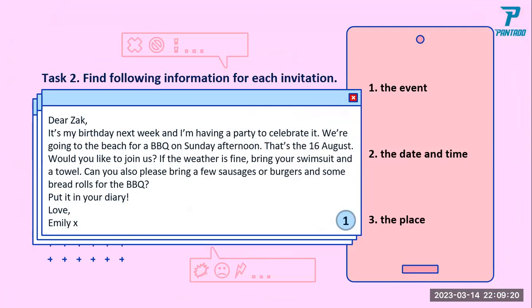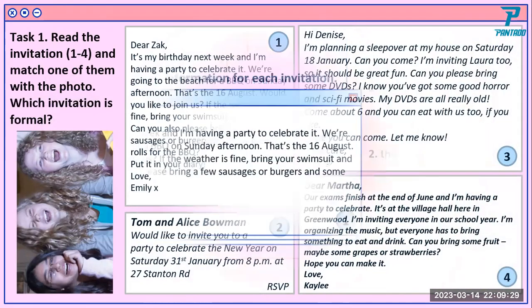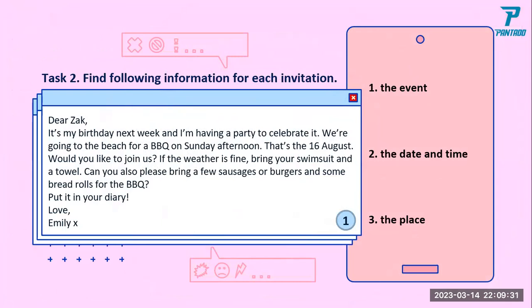It's quite complicated then. Find the following information for each invitation. So this one, let us skip. Find what is the event, Lynn? What is the date and time? And what is the place? You will write here based on invitation number two only. So you have to read number two properly so you can answer the questions.